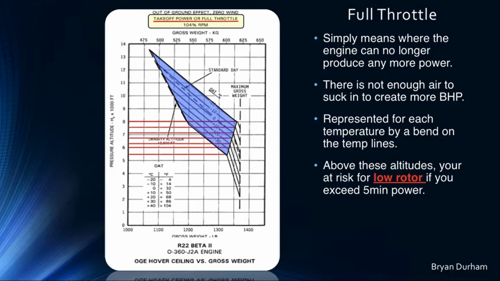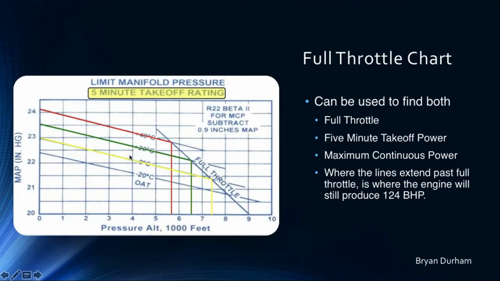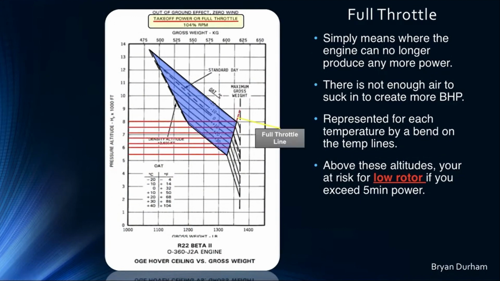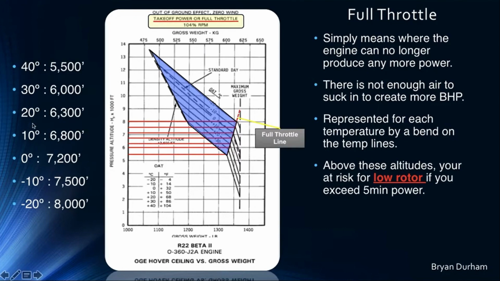So if we look at this again, let's look at 40 degrees, right there, we take it straight over, it's about 5,500. So if I rewind this a little bit, 40 degrees, about the same, 5,500 versus 5,700, I believe we said. So on and so forth. Now these temperatures will match up if we look at them on our out of ground effect chart, okay? And there's your full throttle line. These are the temperatures at which you would reach full throttle. Above these temperatures, per this chart, you would not be able to produce more than 131 brake horsepower.